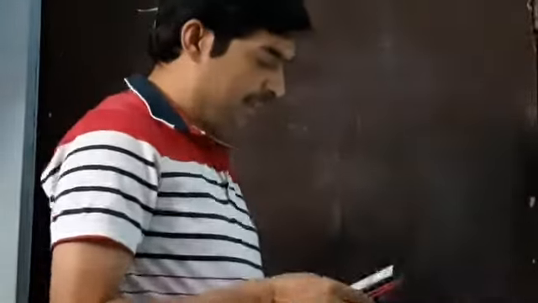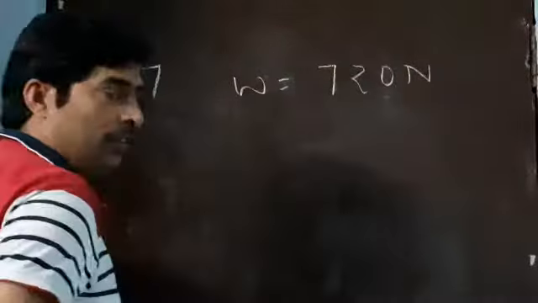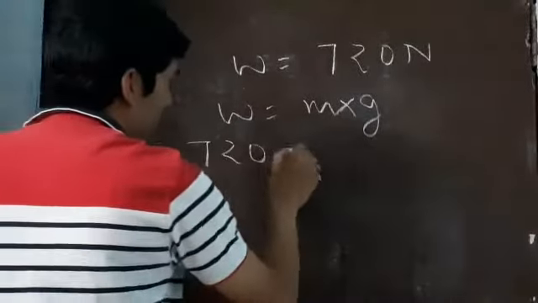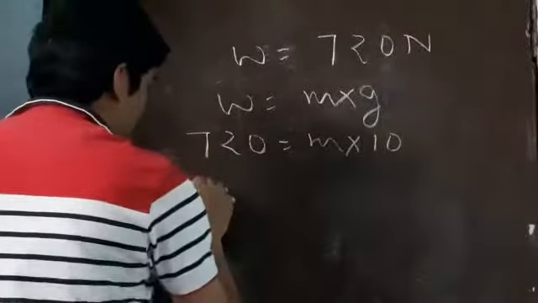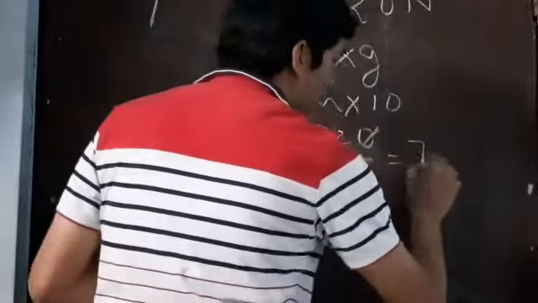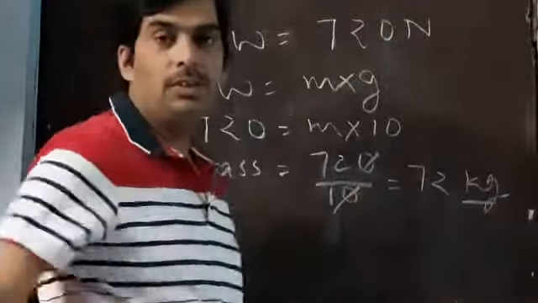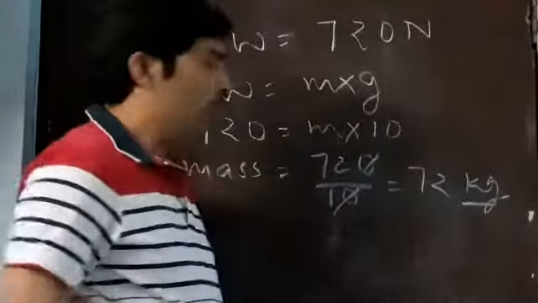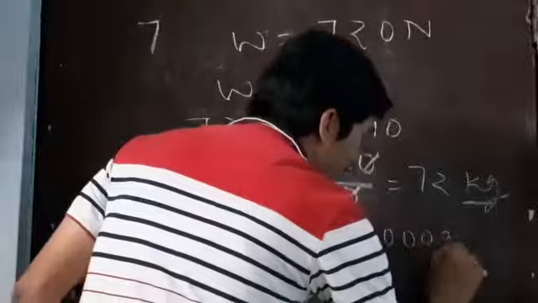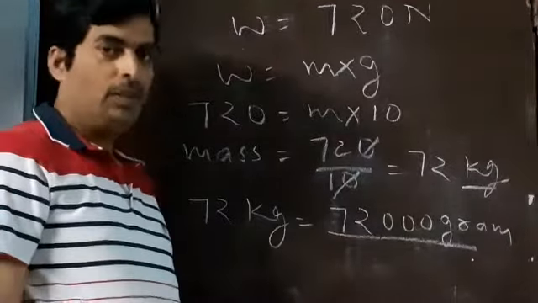So weight is 720 Newton. Again, weight equals mass into gravity. So 720 equals mass into 10. Then mass will be 720 by 10, that is 72 kg. But this kg is the SI unit, and the question is asking for the CGS unit. The CGS unit of mass is gram. So 72 kg equals 72,000 gram. This is a question directly based on the formula. Now we'll move to the next question.